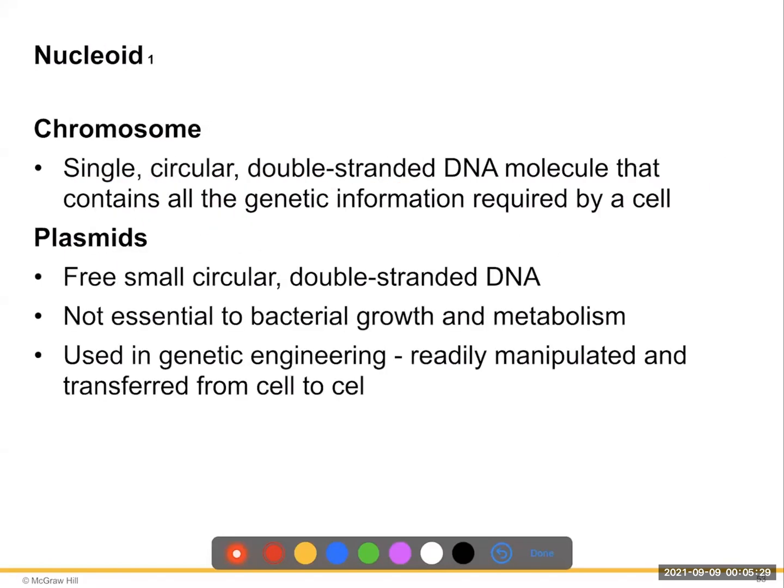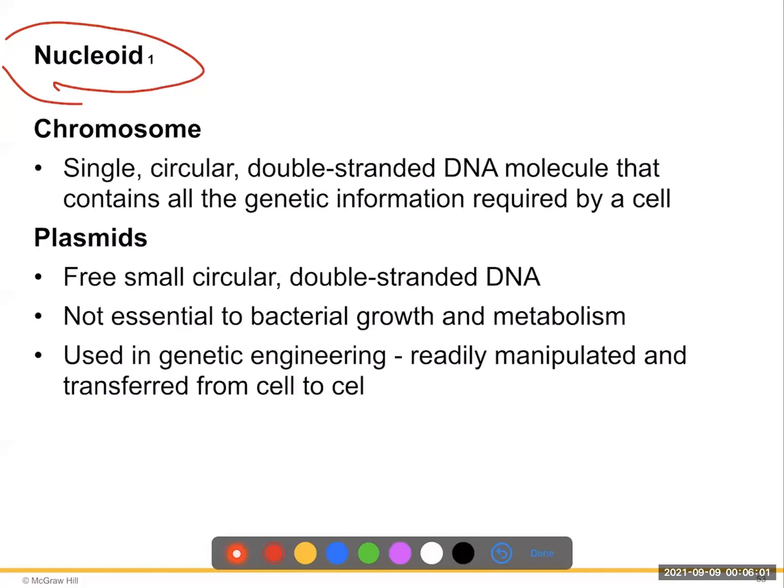The nucleoid. Now, bacteria do not have a nucleus, but they have a nucleoid. The nucleoid is just the area in the center of the cell where the DNA is. It does not have a double membrane around it, and that's what separates it from a nucleus. In a human, animal, or plant cell, the nucleus has a double membrane. This has no membrane around it, but it's in the center where all the DNA accumulates.